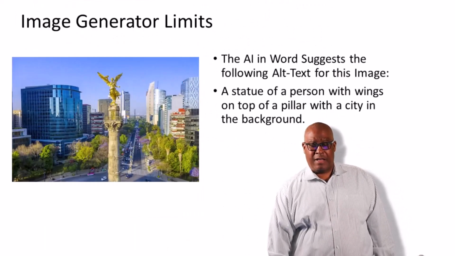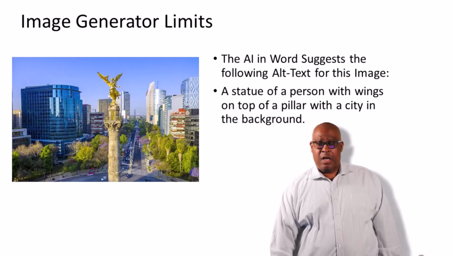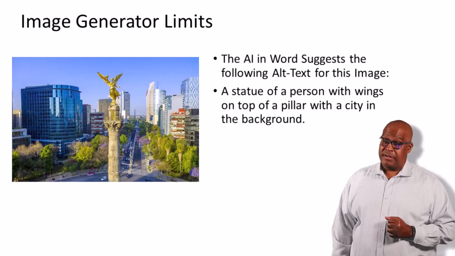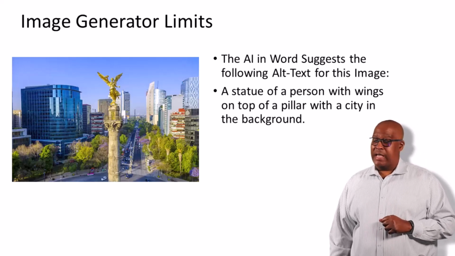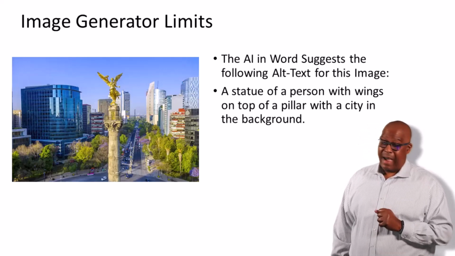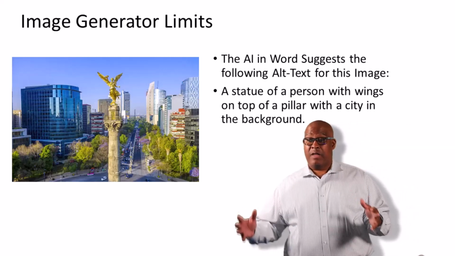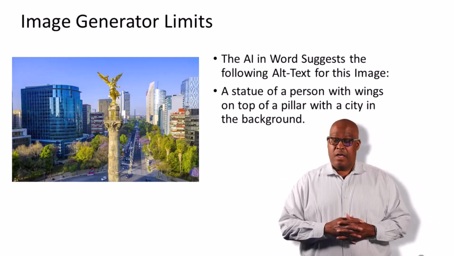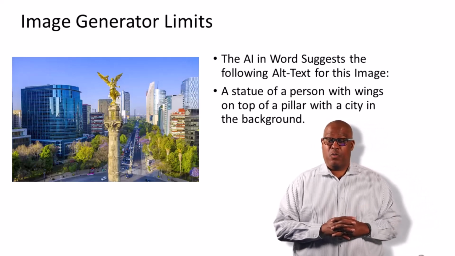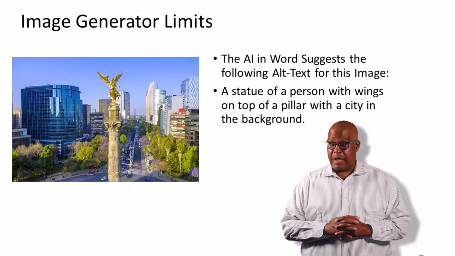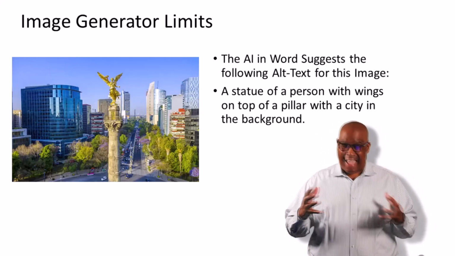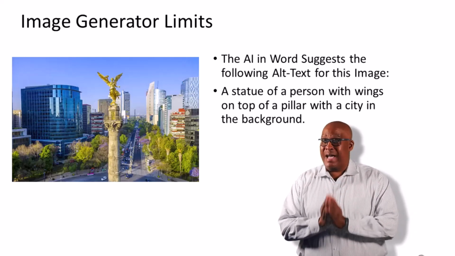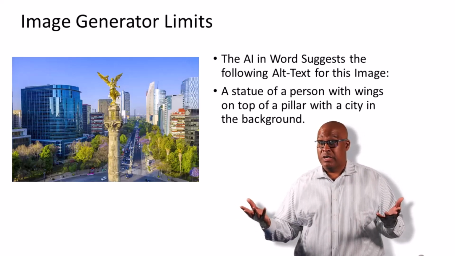And then let's talk a little bit about some image generator limits. The AI in Word suggests for this image that you're looking at, this is the alt text that it suggests: a statue of a person with wings on top of a pillar with a city in the background. It in no way tells you that this is the El Angel statue, that this is downtown Mexico City. It has no way of distinguishing that. It says, again, a statue of a person with wings on top of a pillar with a city in the background. So the AI is good at describing what's in the image. It has zero context of what that image is and what's happening in that image.